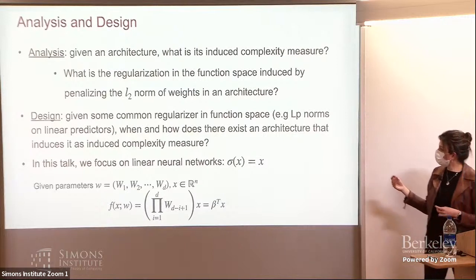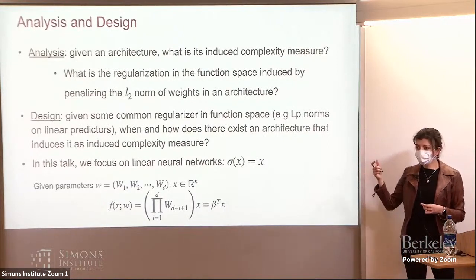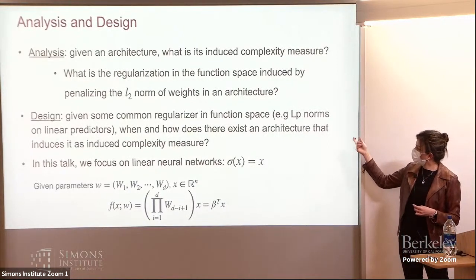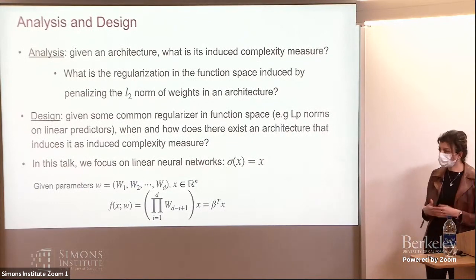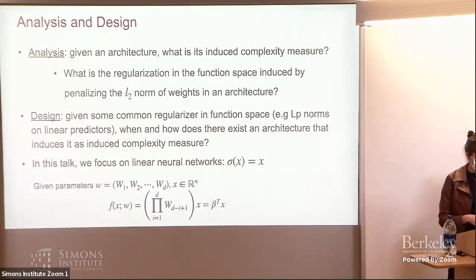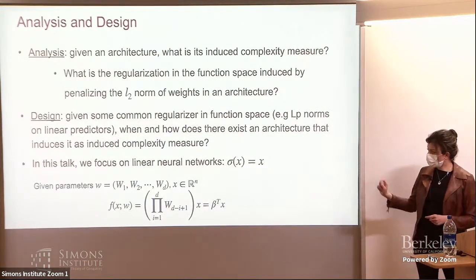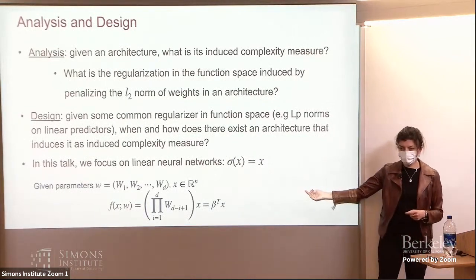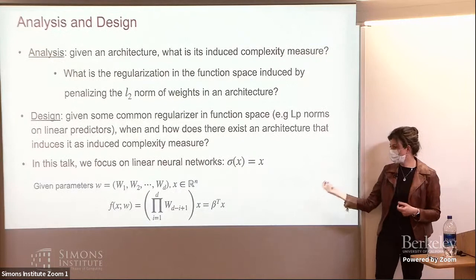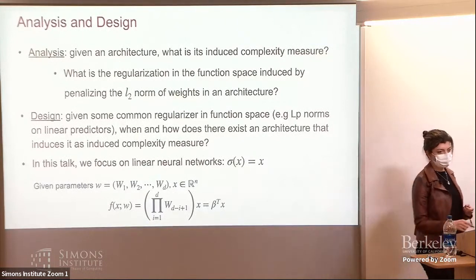For example, if I want to construct a linear network that penalizes the LP norm of linear coefficients, how should I do that? What kind of network does that? Throughout the talk, we're going to focus on linear neural networks, so the input-output relationship is just going to be like this. The network just operates as a product of some matrices.